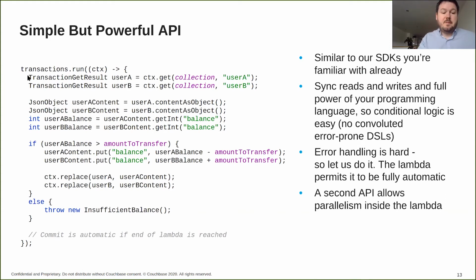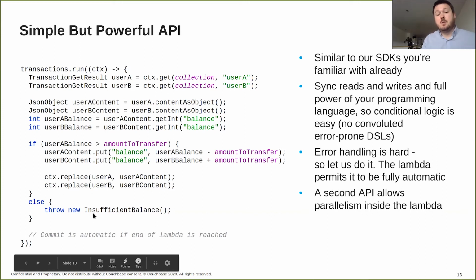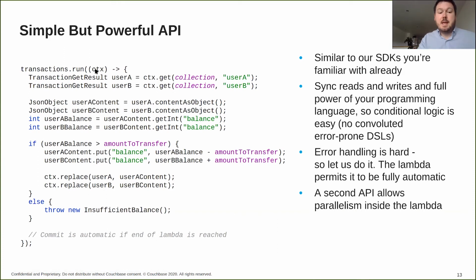So you provide your transaction here inside a Lambda, an anonymous function, a callback. The Lambda gets provided with a context object. Everything that you want to do inside the transaction, you do through that context object. So I can do reads here. I can do replaces. It's also possible to do inserts, removes. The real advantage of providing your logic inside a Lambda like this is it lets us retry and it lets us handle errors for you.